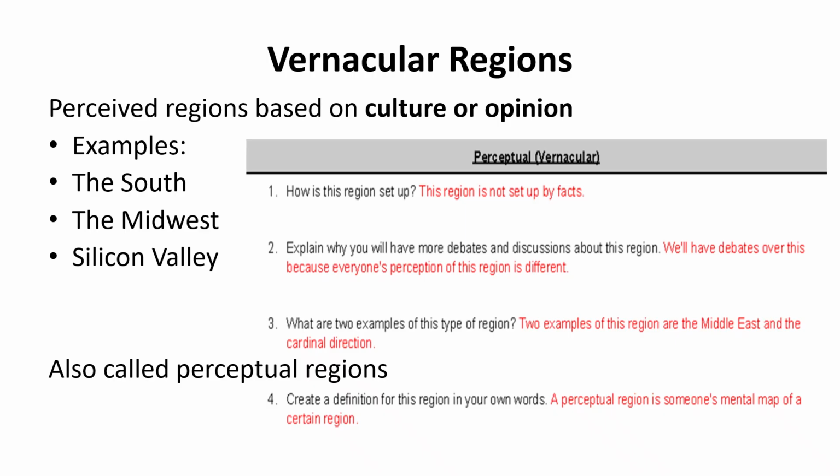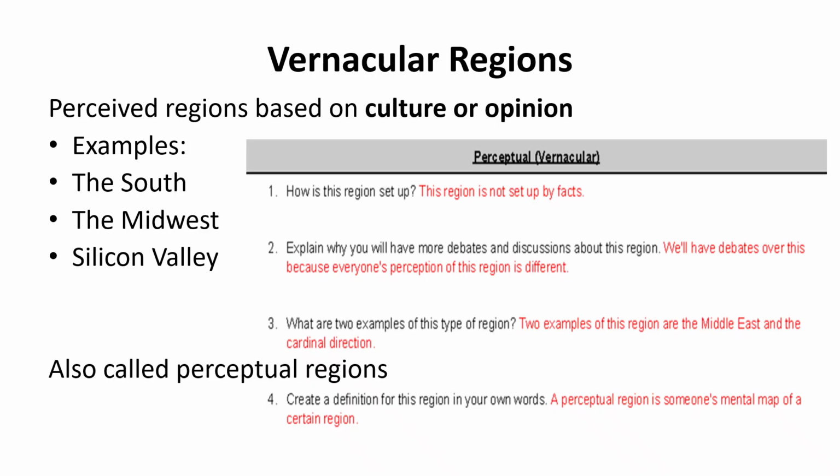Vernacular regions have no factual connection. They are perceived based on culture or opinion. Examples here are the South. A lot of definitions of the South. Could be the Confederate States, could be where there's less snowfall. For me, if I can get sweet tea, it's the South.